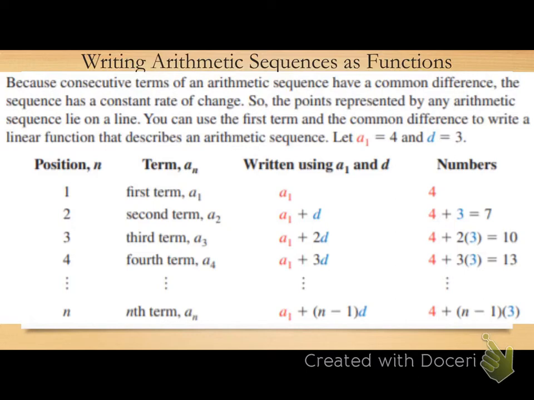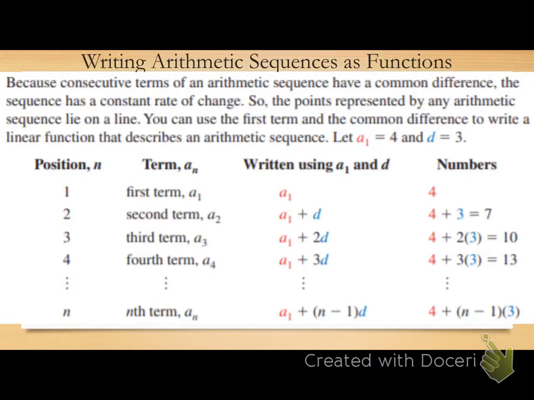Let a sub 1 equal 4 and d equal 3. They're using this middle part right here. So the first term of an arithmetic sequence is a sub 1, correct? The second term is a sub 1 plus the common difference, correct? The third term is a sub 1 plus 2 times the common difference. The fourth term is a sub 1 plus 3 times the common difference. So what do we notice about the term number and what we're multiplying by here?